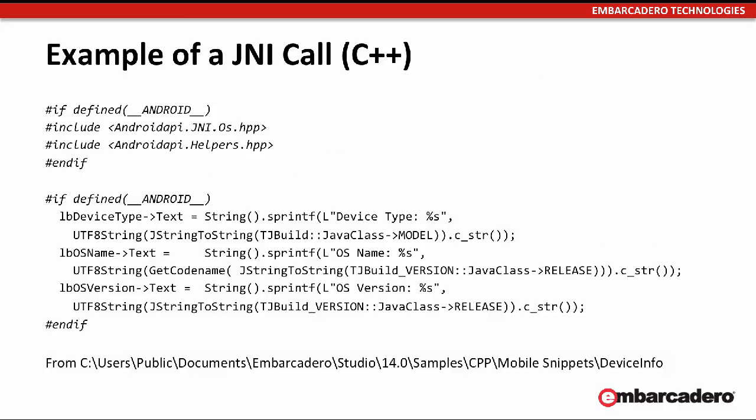Here's a JNI call in C++, and this actually comes from the device info mobile code snippet that ships with RAD Studio, Delphi, C++ Builder, and Appmethod. So we have a couple includes up at the top, the helpers and the JNI OS. The JNI OS is the one we need in order to access specific classes we're dealing with, and helpers is the one that we use to make the conversions here. So we get the build version information there, release, etc. So there's an example of making a JNI call directly to get access to information that isn't exposed elsewhere.